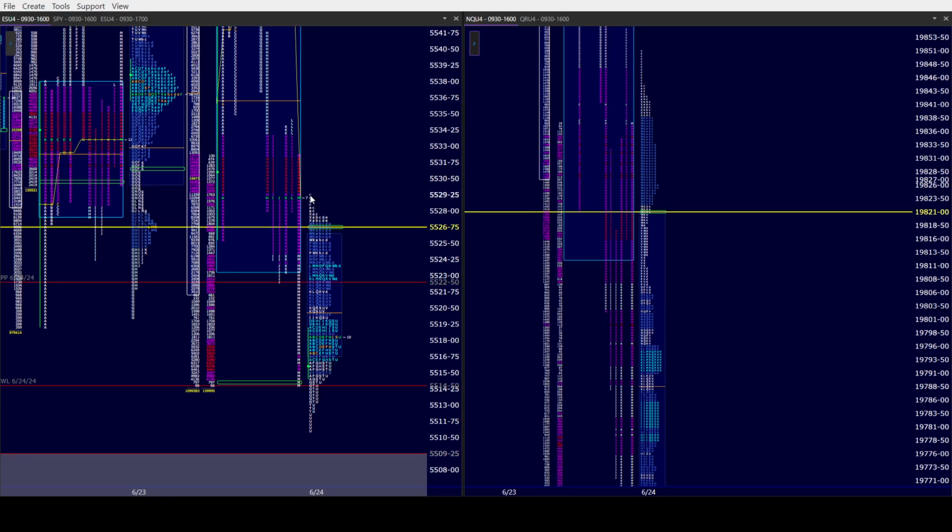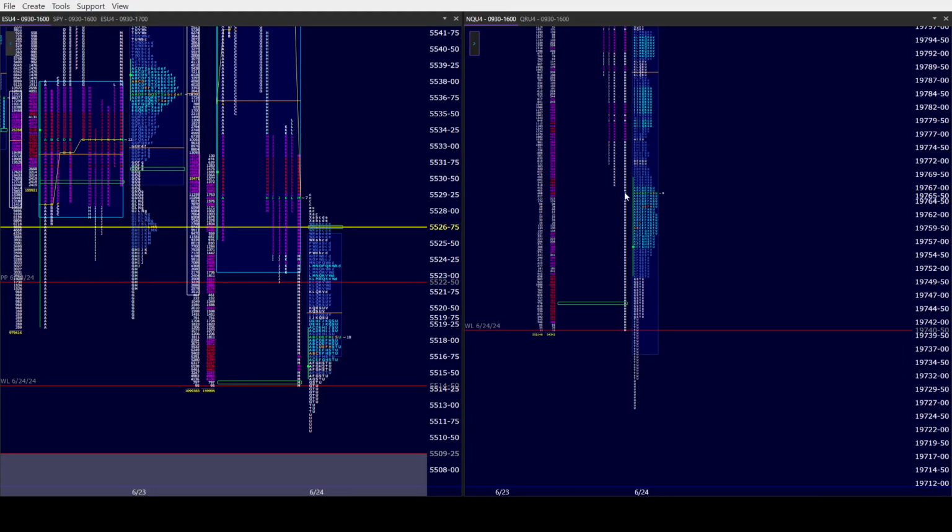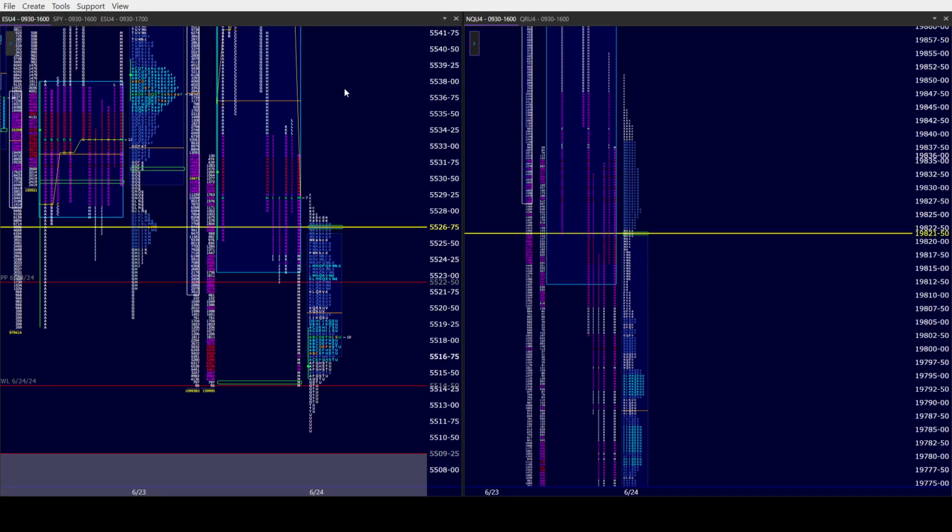A failure at the overnight high, and again, if we trade back down below that J low, or in NQ's case, below the K low, then you could start seeking the overnight low.